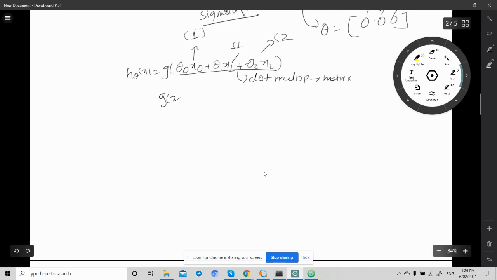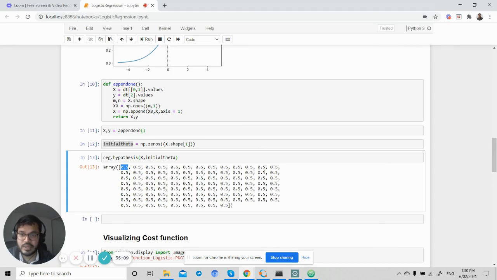we know that g of z is 1 by 1 plus e to the power minus z. Then we have applied this function. And our initial theta was 0 0 0. So our z would definitely be 0. So 1 by 1 plus e to the power 0, which is 1 by 1 plus 1, which is 0.5. So that's what we have got. Our result is 0.5. So this is my hypothesis. That's simple.